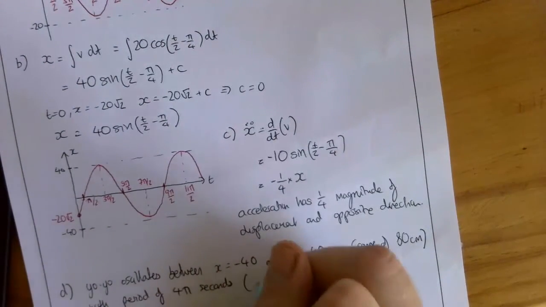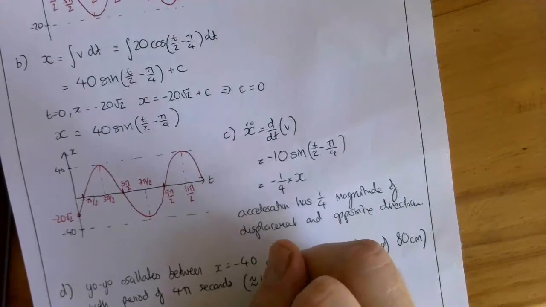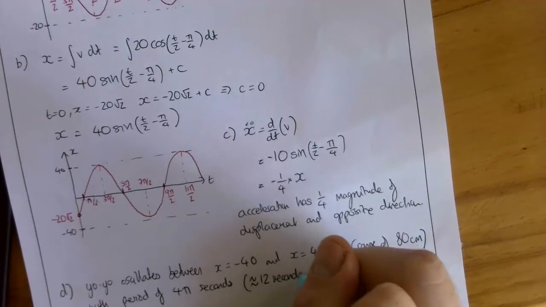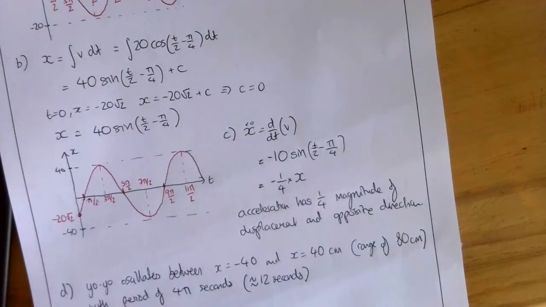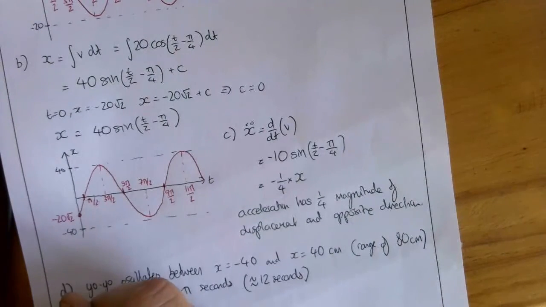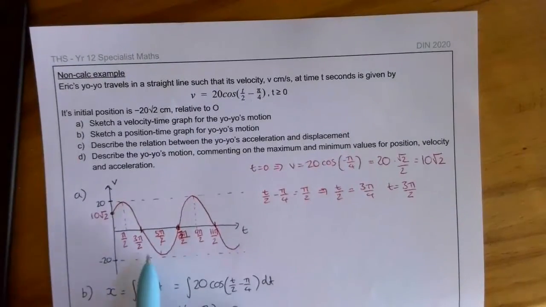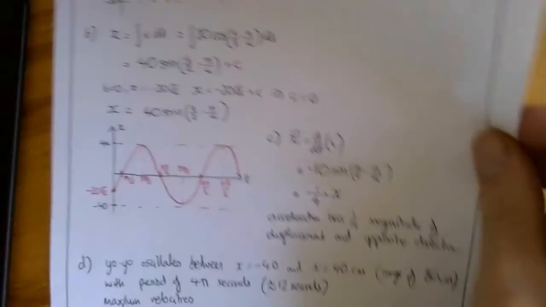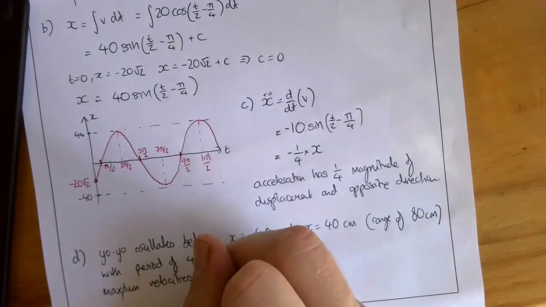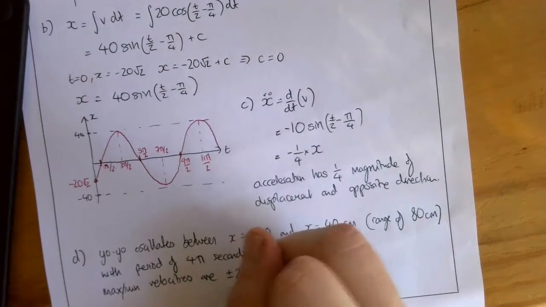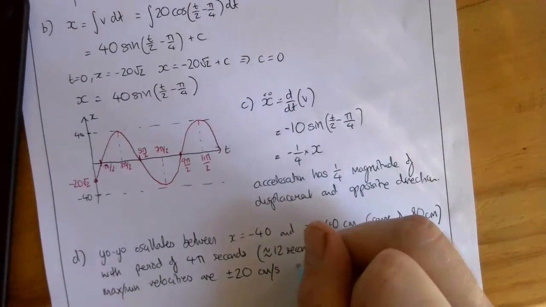What's that, approximately 12 seconds? Seems kind of slow, doesn't it? For it to get from the same point on the cycle back to that point on the cycle. In terms of its velocity, well, the maximum and minimum velocities for my first graph are going to be 20 and -20 centimeters per second. So plus or minus 20 centimeters per second.